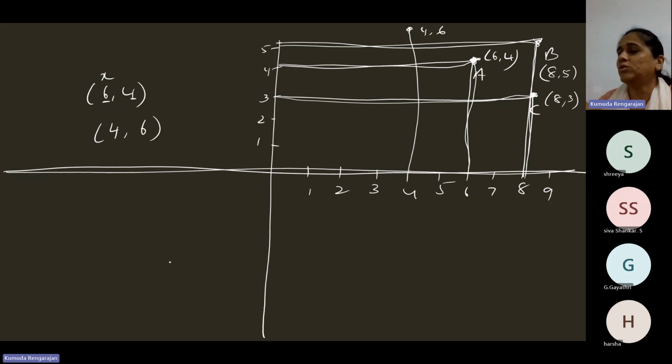No. You're wrong. Don't mislead. No, you're wrong. X axis is not called the abscissa. Please wait.